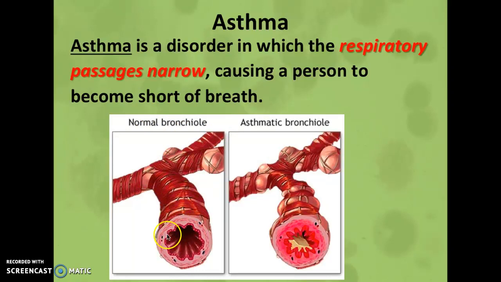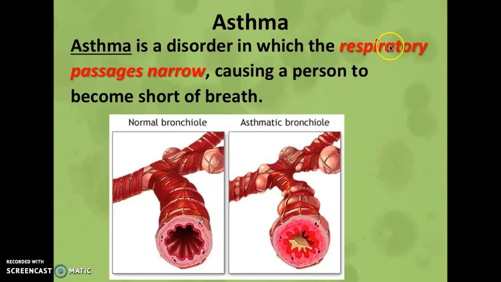That's the normal bronchiole here. It's got a nice large opening. It's kind of reddish in color. And the asthmatic bronchiole is much more narrow. So when a person has an asthma attack, the bronchioles narrow, and you can see how large this one is on the left and how small this one is here on the right, and it's become constricted. And it also has a lot of inflammation here in the center. It's a lot smaller, and it may even have some mucus or pus building up.